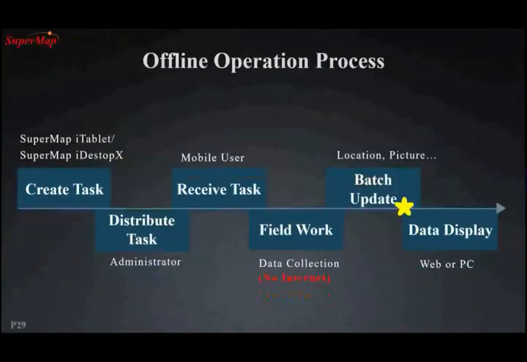But for the field survey, sometimes we don't have internet. So here, our SuperMap product can store the data on our mobile. We will store it in the UDB or UDBX database. And then when we connect to the internet again, it will upload all the data together. So this is the difference between the online mode and the offline mode.